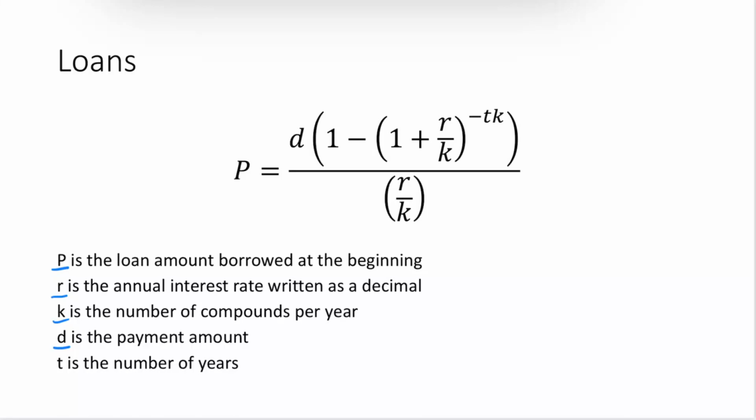So for the most part, we're always going to have K equal 12 because we're going to do monthly compounding, and we're also going to have monthly payments. In the savings annuities formula, D was the monthly deposit you were making in the savings account. With the loan formula, D is going to be the monthly payment amount that you're using to pay off the loan. And then T equals the number of years.